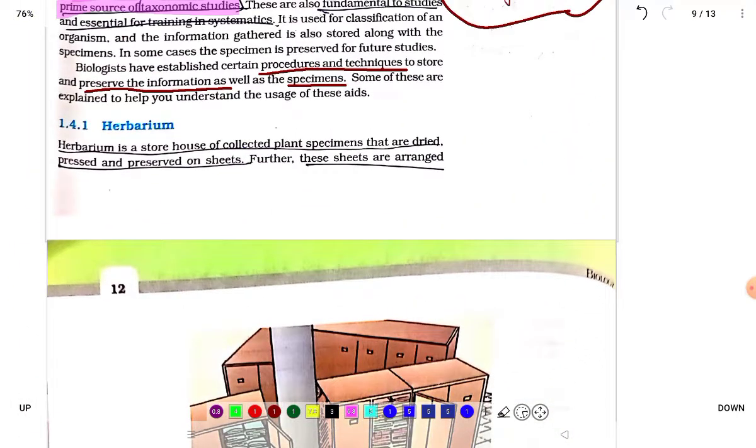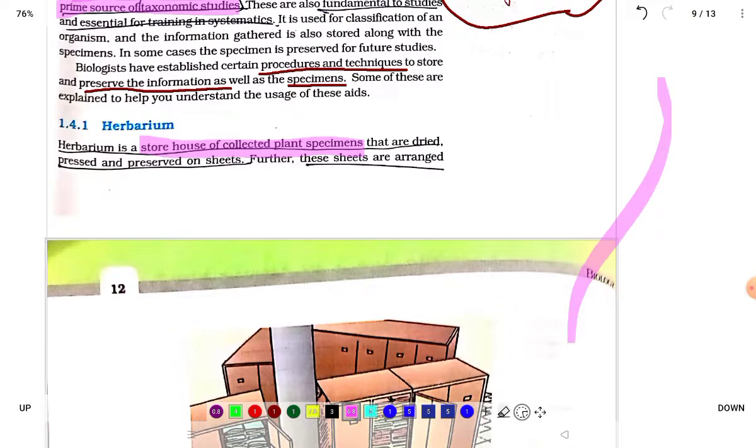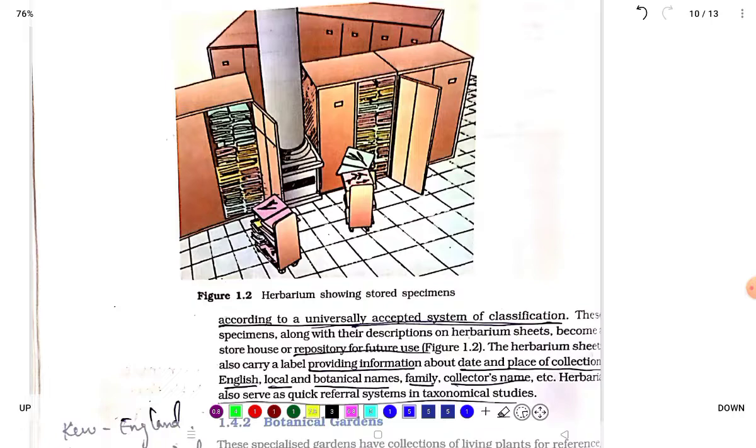See guys, here the herbarium is the storehouse of collected plant species. Here you will be seeing only the plant species. Storehouse, that is very important. It will have only plant specimens, not any animal specimens at all, that are dried, pressed and preserved on sheets. First they will be dried and pressed on the sheets and preserved, and these sheets are arranged according to the universally accepted system of classification, okay.